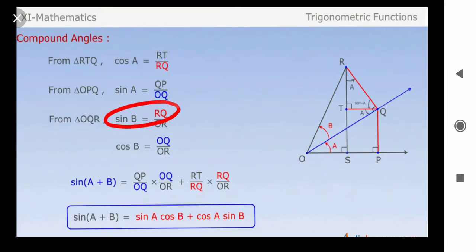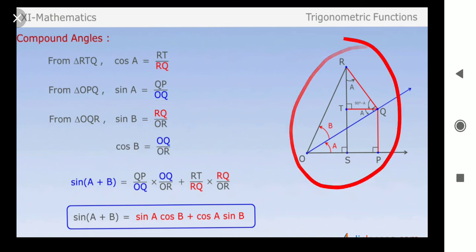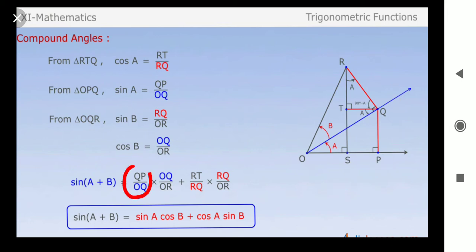You can see in the diagram also it is given. So in place of these four things, what will we write? Sin A, cos B, then cos A, then sin B. Okay, and thus we get the formula sin(A+B) equals sin A into cos B plus cos A into sin B. Okay, so this is the formula.